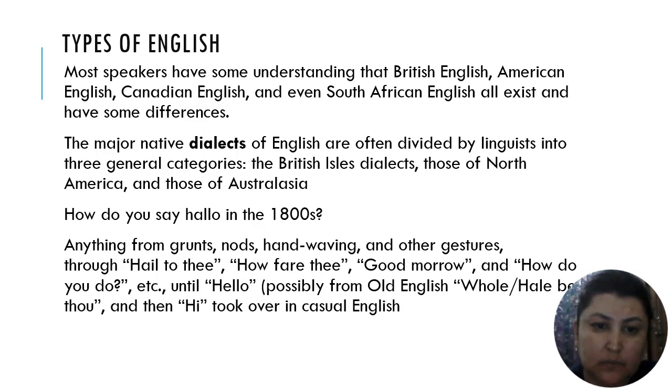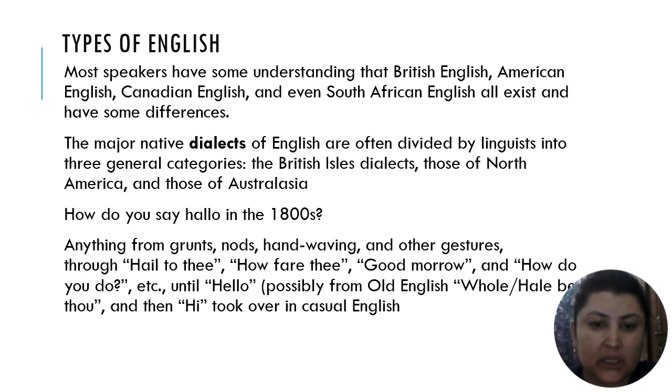Types of English. Most speakers have the same understanding that British English, American English, Canadian English, and even South African English all exist and have some differences. The major native dialects of English are often divided by linguists into three general categories: British Isles dialects, those of North America, and those of Australia.